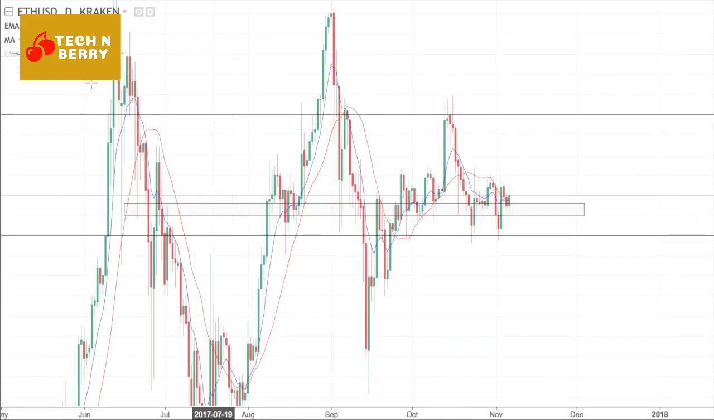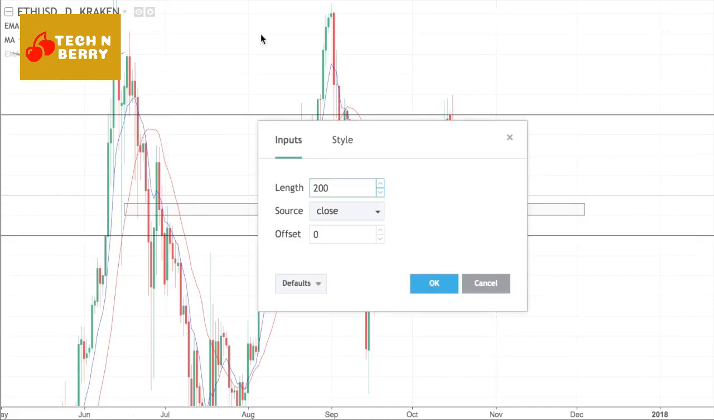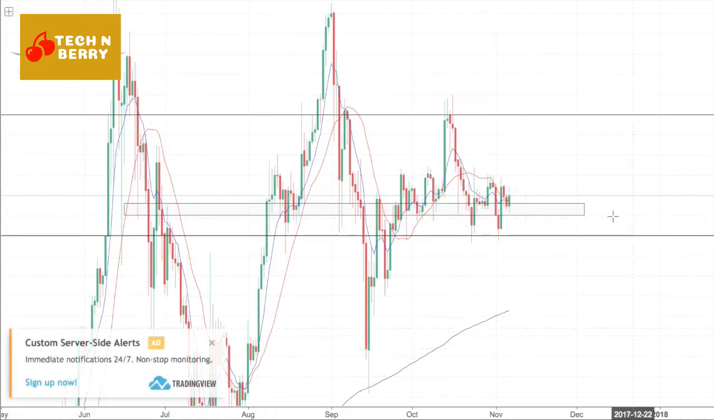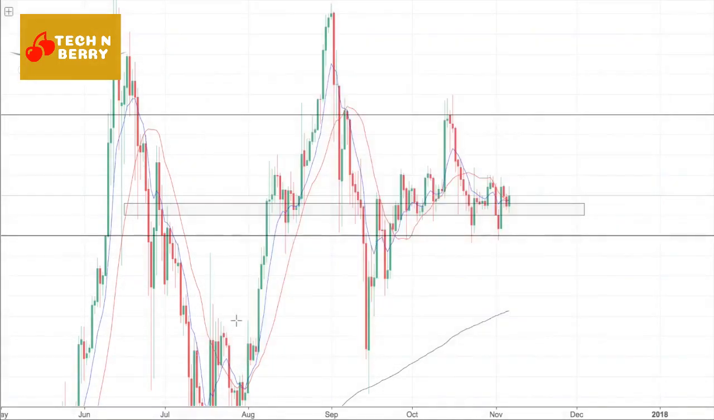So we'll go back to Ether for this example. So if I click on this EMA here, you'll notice we have the 200 length applied to the close. All we do is we simply untick this, as I already have this set. Now this is a much longer time frame and takes into account the past 200 days' worth of data, not just the 8 or 18 days.